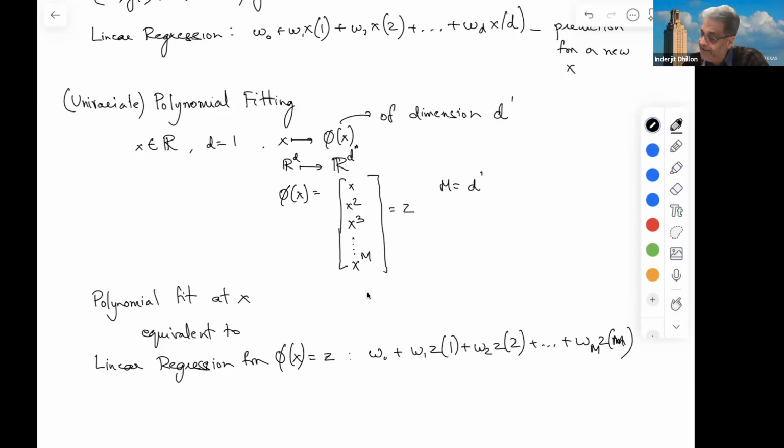Okay, and in this case, my z, as I've said, the components of it are the powers. So the ith component of this vector z is actually x to the power i. So I have w0 plus w1x plus w2x squared plus ... wmx^m. And many of you might have seen this problem before, right?